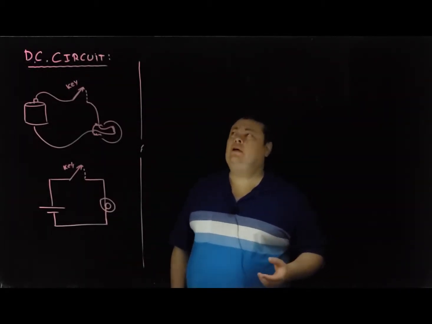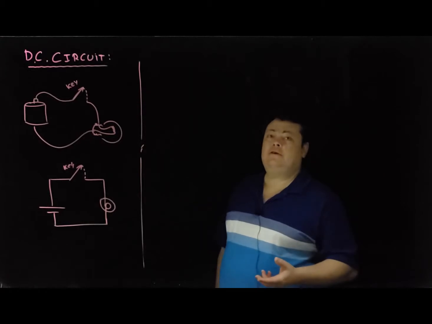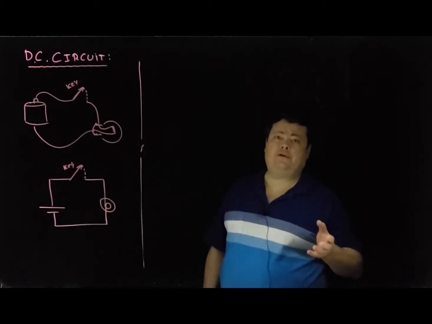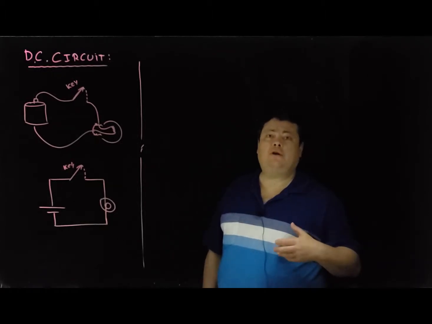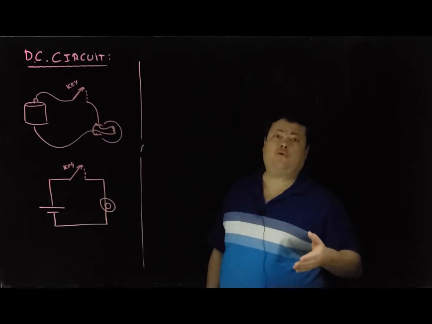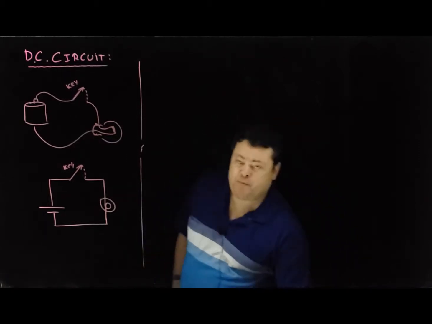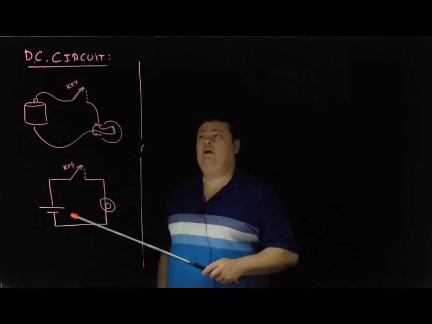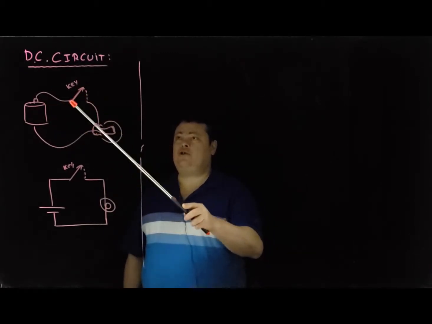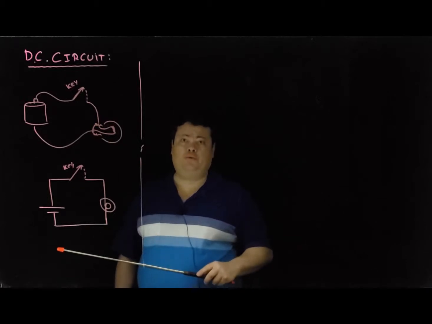Hello there. In today's lessons, we're going to talk about, in general, DC circuits, or at least we're going to do an introduction to it. DC stands for direct current. So I have represented in here a battery, connecting wires, a switch key, and a light bulb.